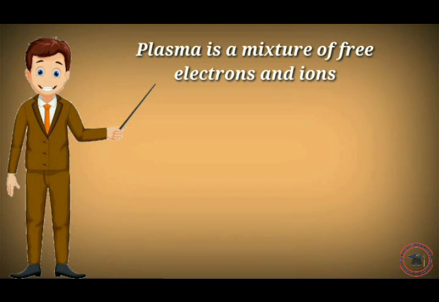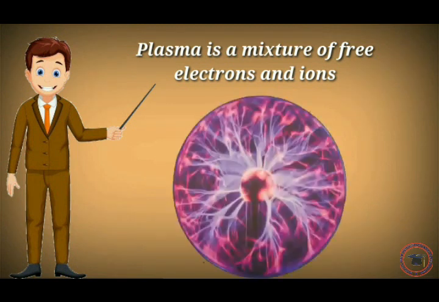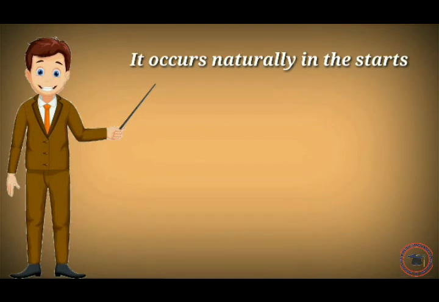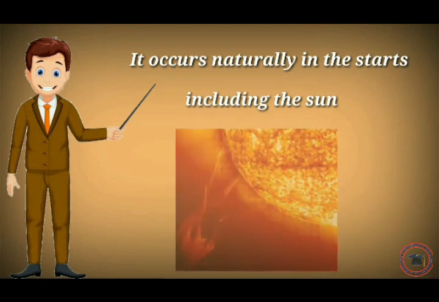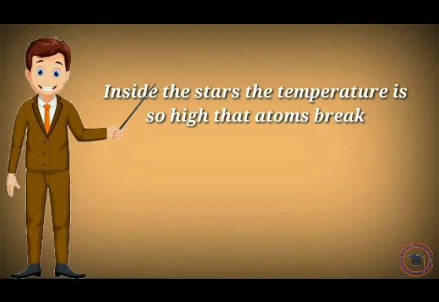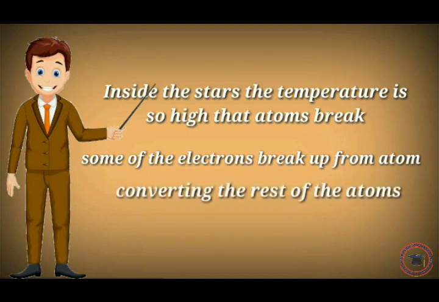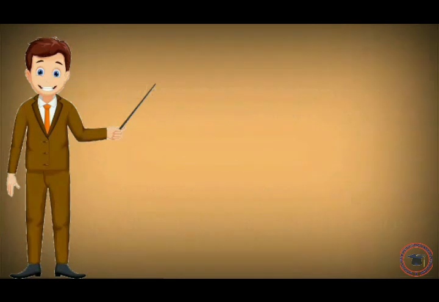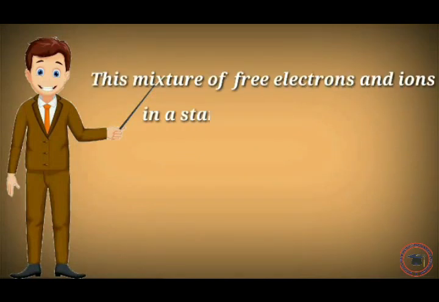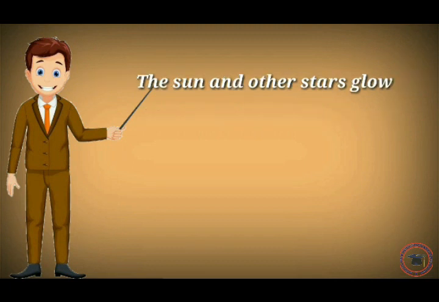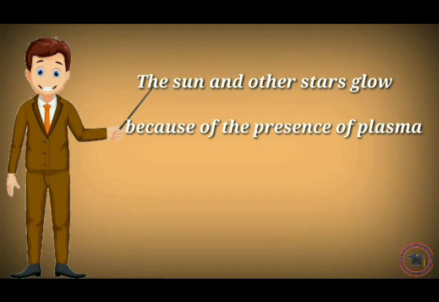Plasma is a mixture of free electrons and ions. Plasma is considered to be the 4th state of matter. It occurs naturally in the stars, including the sun. Inside the stars, the temperature is so high that the atoms break up. Some of the electrons break up from the atoms, converting the rest of the atoms into electrically charged particles called ions. This mixture of free electrons and ions in a star is called plasma. The sun and other stars glow because of the presence of plasma in them.